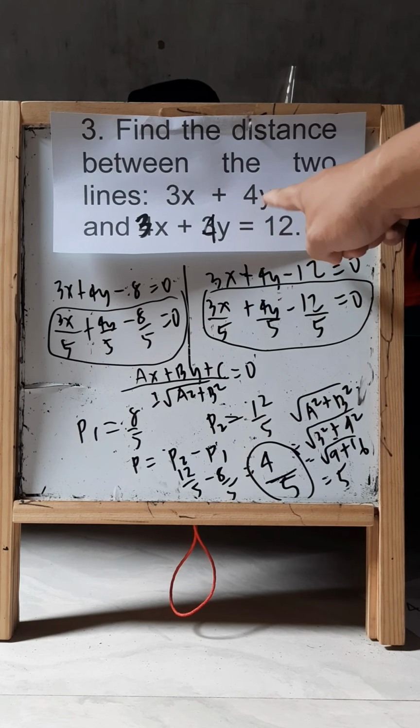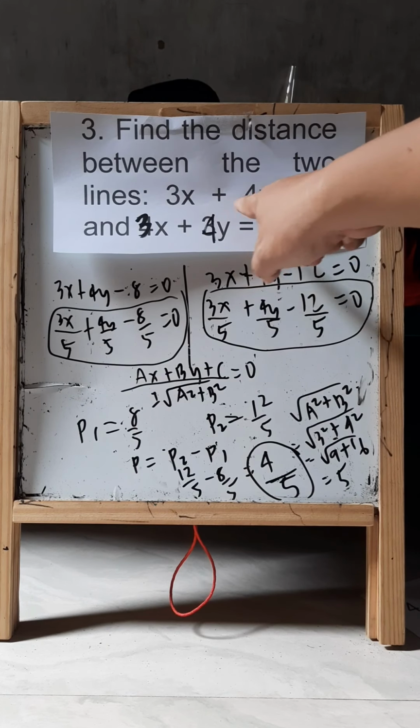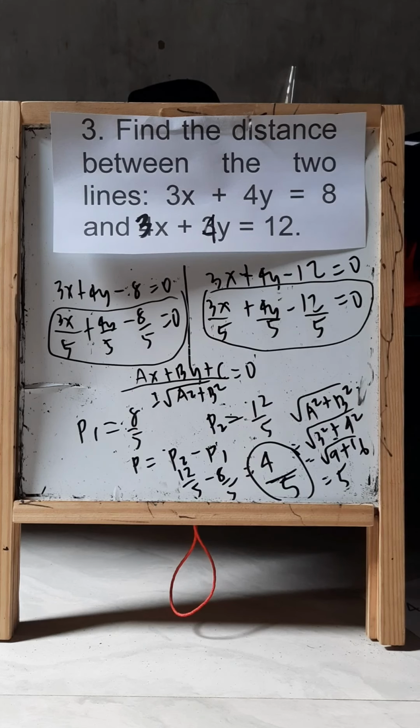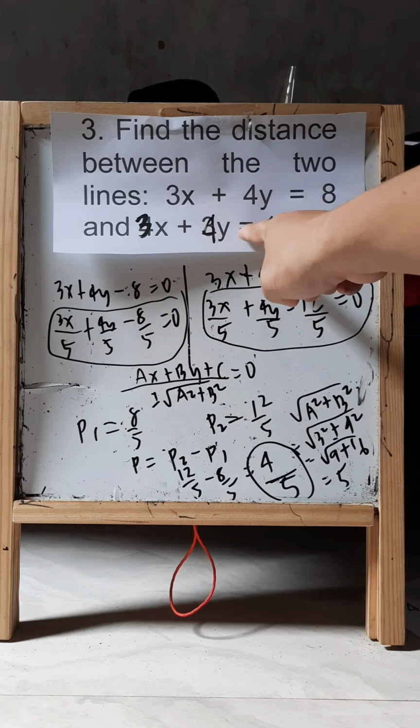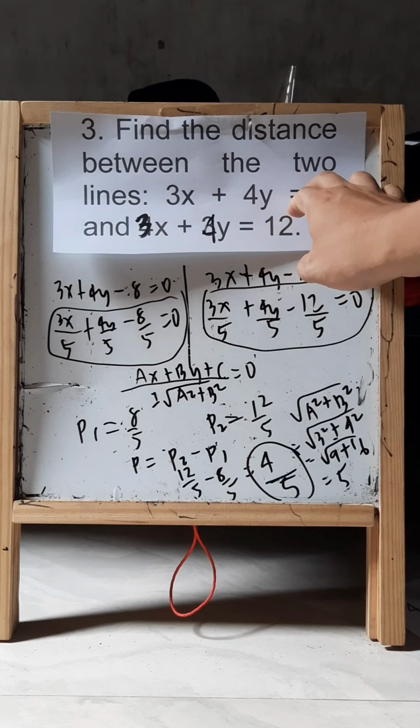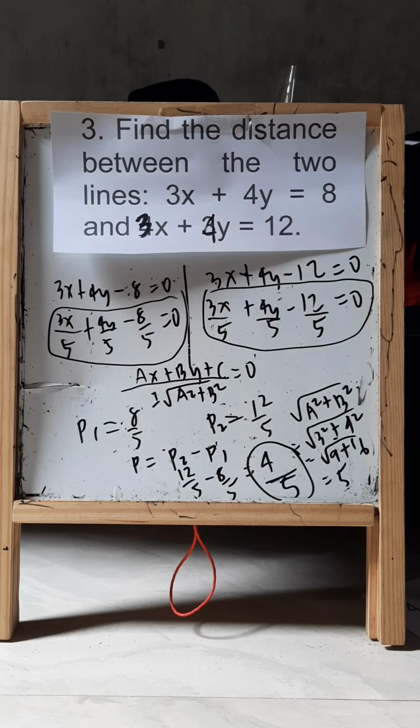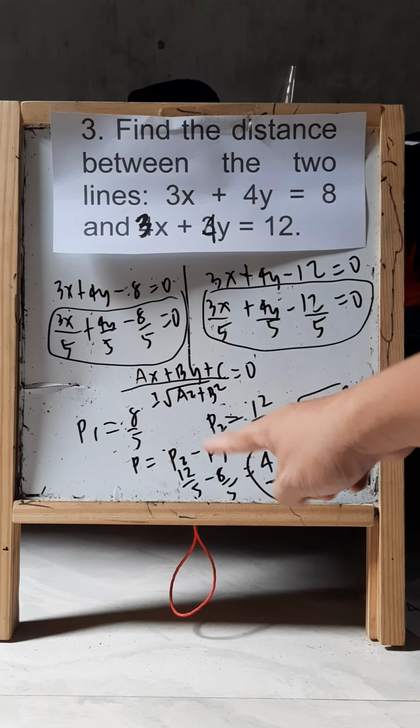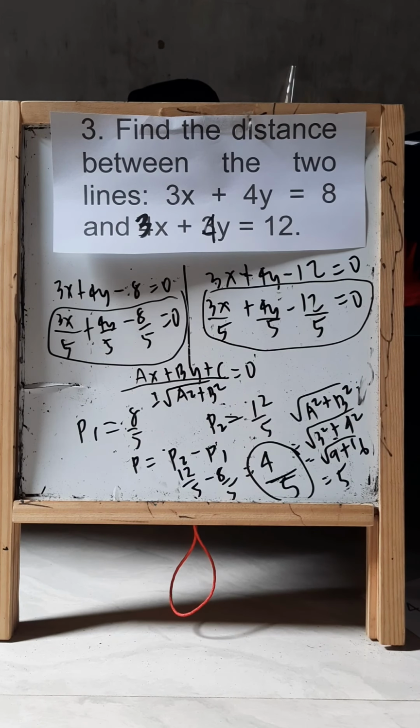Actually, they are parallel lines, right? Because their slopes are equal. Okay, so to find the distance between two parallel lines, we just reduce the two equations or the two lines to normal form. Then identify the value of p. Then subtract p sub 2 minus p sub 1. That will be the distance between the two given lines.